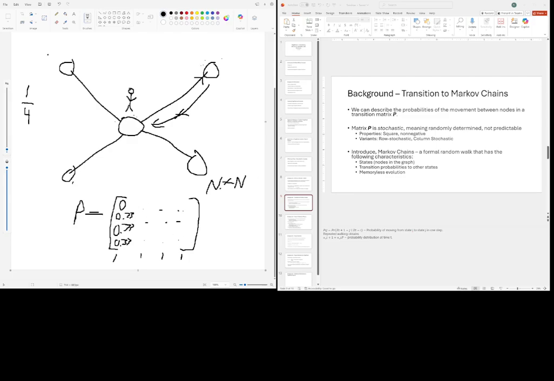Basically, Markov chains are a formal random walk that has the following characteristics, which we already discussed. We have these states. We have transition probabilities to other states. So this matrix would be incorrect. Each of these would actually be 0.25. So this guy can go to this one with 0.25 probability. And memoryless evolution.